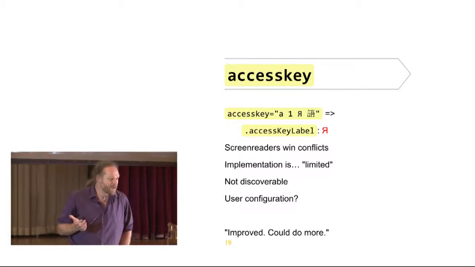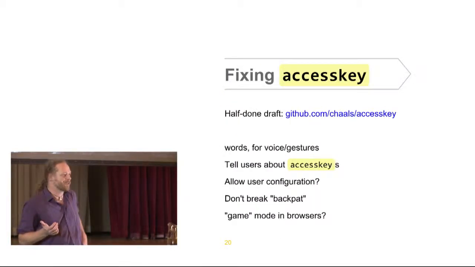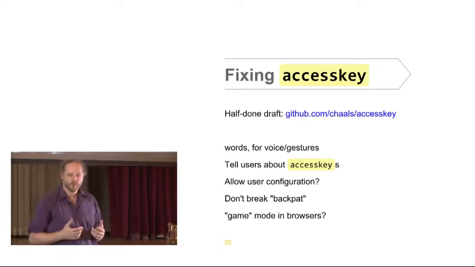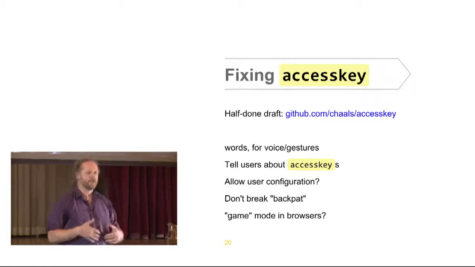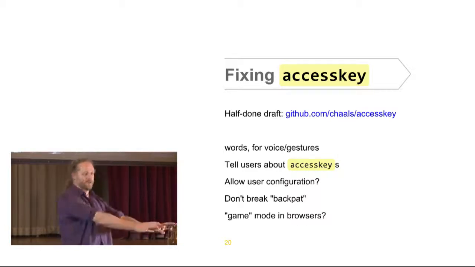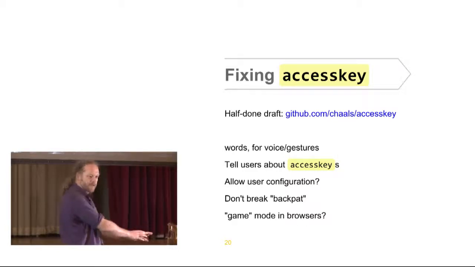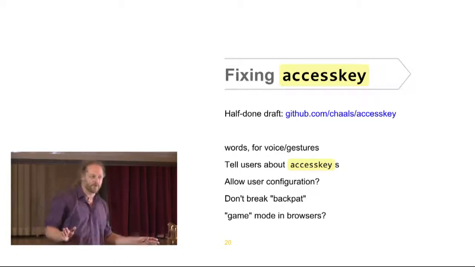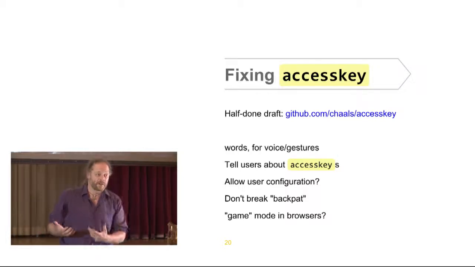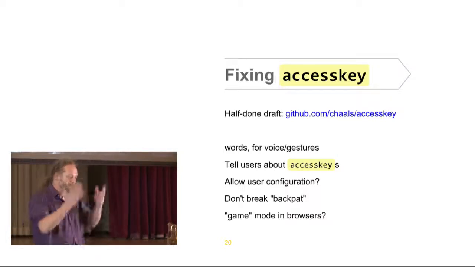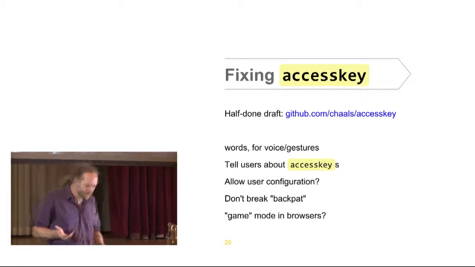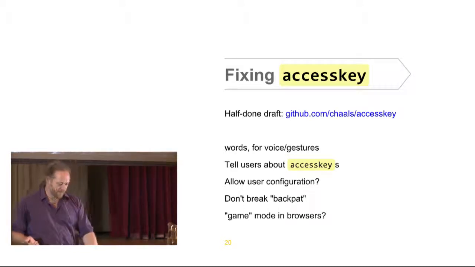I have a half-done draft for how to improve access key, how to actually make it more useful. Simple things. Allow words. If you have voice control, you should be able to suggest, here's a word that is a sensible word to trigger this command. If that word is already used by some other thing in the system, well, don't override the user's system. Change it. Pick a different one. Tell users that there are access keys and what they are. And that's, in an extension, a pop-up and a document query. It's trivial to do. Let users configure things.